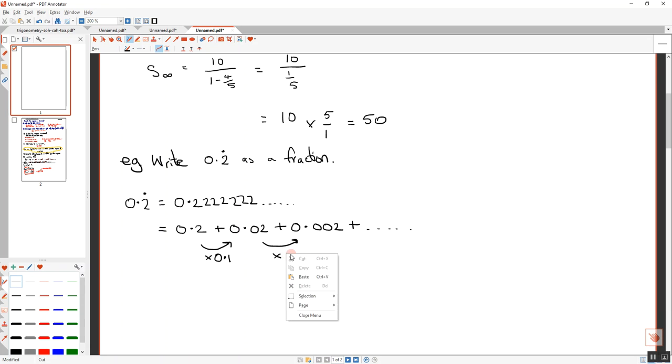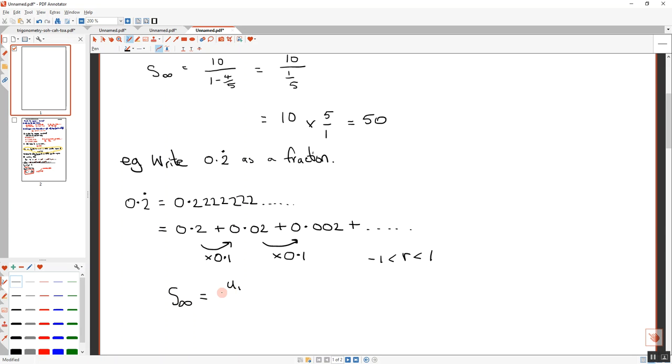So, if I can add up all of this sequence, going on forever and ever and ever, I will be able to figure out what 0.2 recurring is as a fraction, okay? Now, we know that r here is greater than negative 1 and less than 1, so I can find the sum of all these terms. Yep, I can just use my formula.